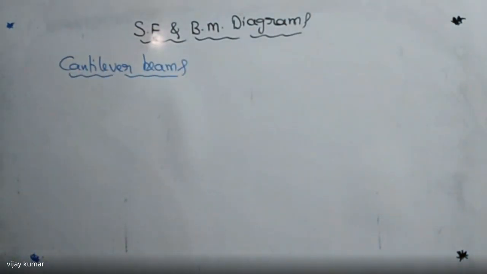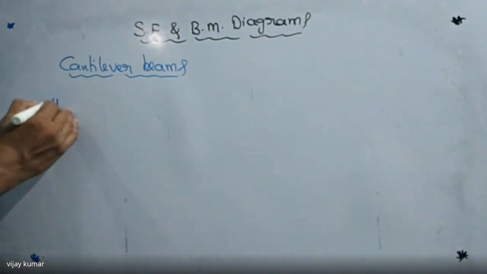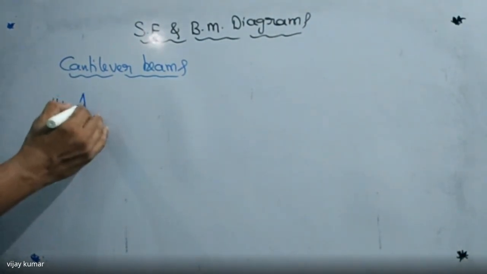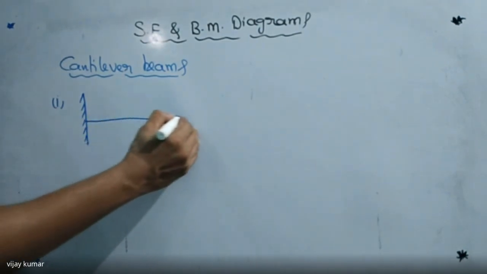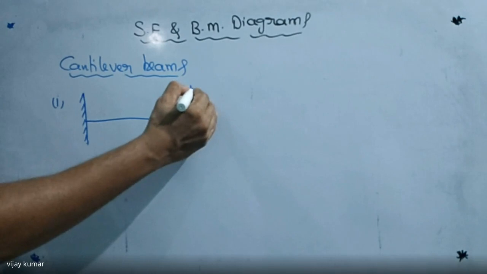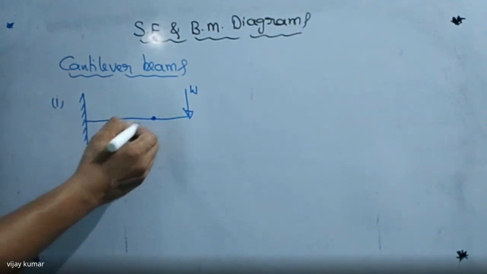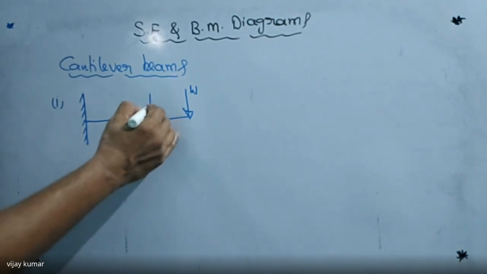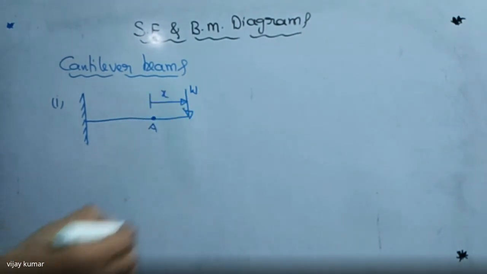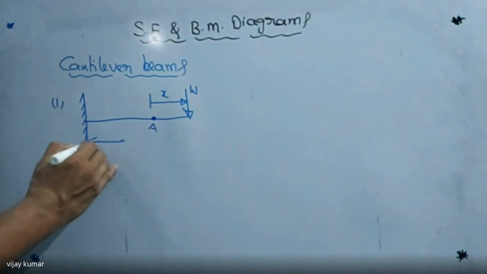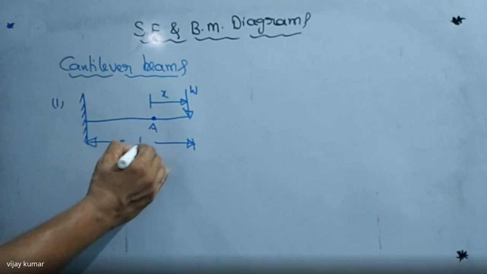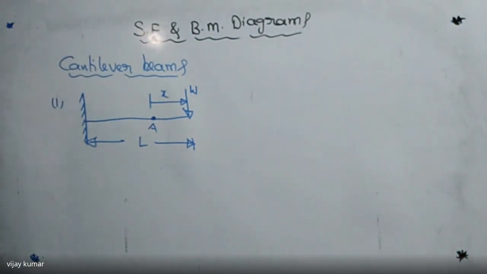So in case of cantilever beams, first of all, I'm going to take case one. This is the beam which is subject to a point load at its free end, that is W. I want to draw the shear force and bending moment diagram for this case. So listen carefully. What is the procedure to find the shear force and bending moment? First of all, I'm going to indicate one point here. This point is at a distance of X from the free end. And this is the total length of the beam. Did you get my point or not?